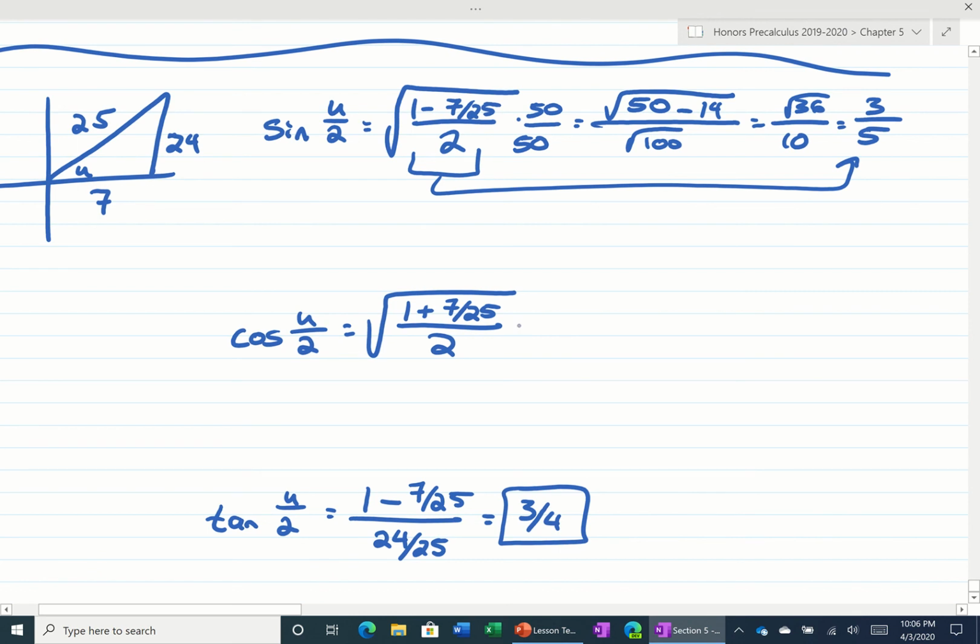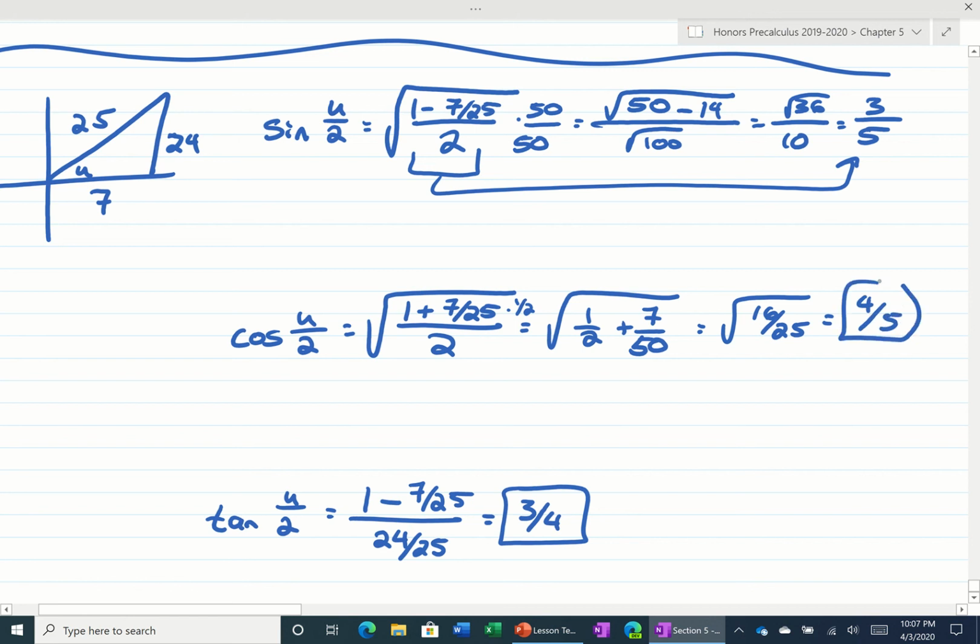And for this one, what I'm going to do is actually do the square root. Instead of dividing by 2, I'll multiply everything on top by 1/2. So let's see here. 1/2 plus 7 over 50 is 16 over 25, which is 4/5. All right, so that's pretty easy. And you can see there's a few different ways we could do that. All right, so 2 more to go.